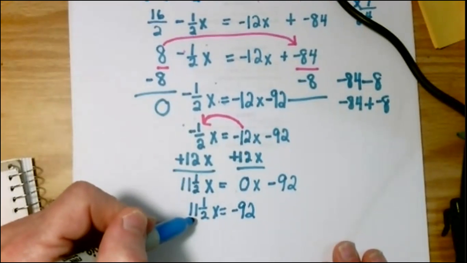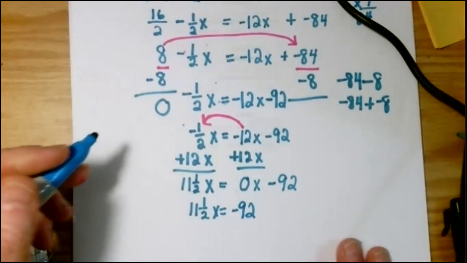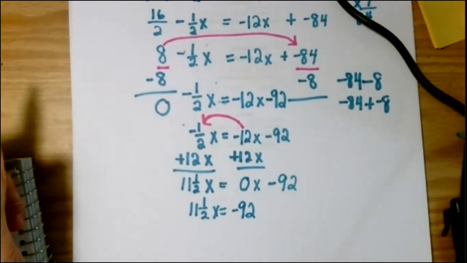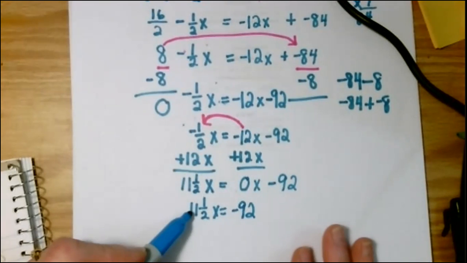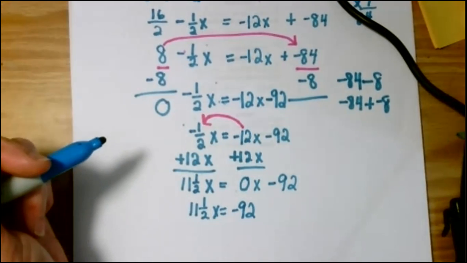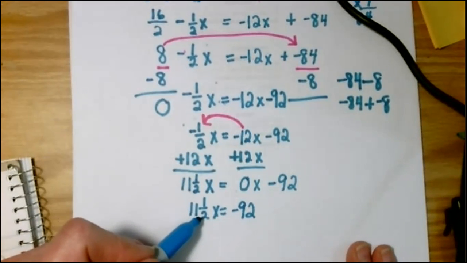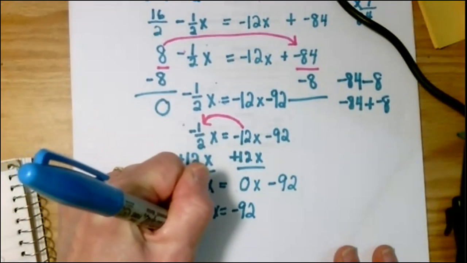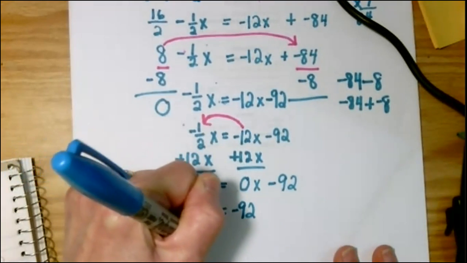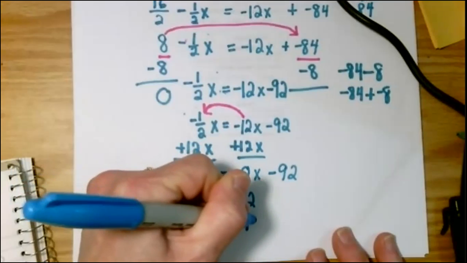First, I'm going to change this to an improper fraction. So to change to an improper fraction, it's whole number times the bottom plus the top, clap, clap. Whole number times the bottom plus the top, clap, clap. I don't know if I did that with you guys or not. I know I did it with 6th grade and 7th grade. So 11 times 2 is 22, plus 1 is 23. 23 halves x equals negative 92.